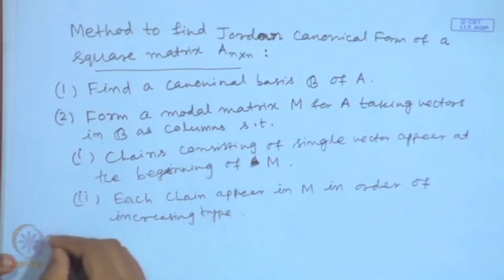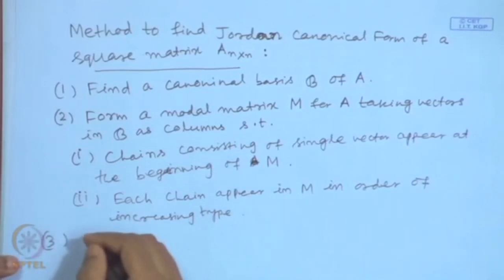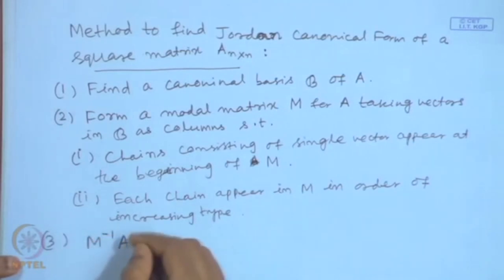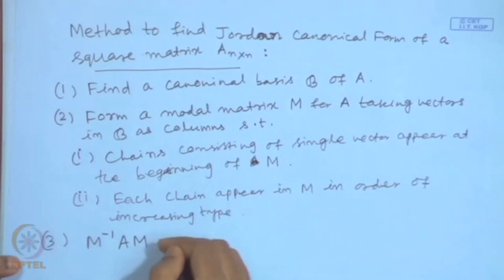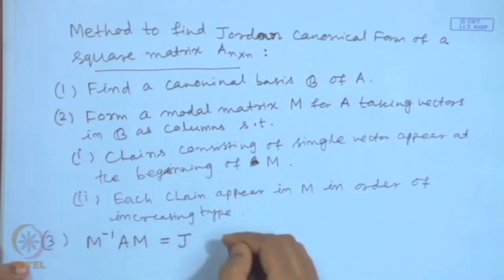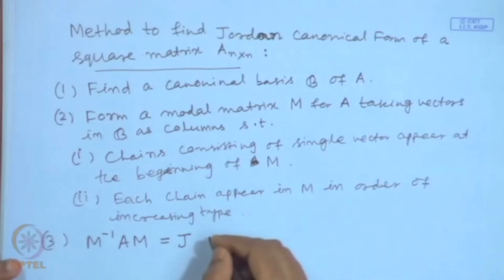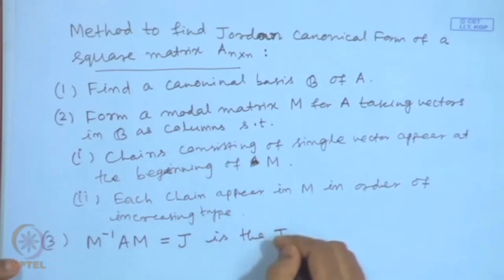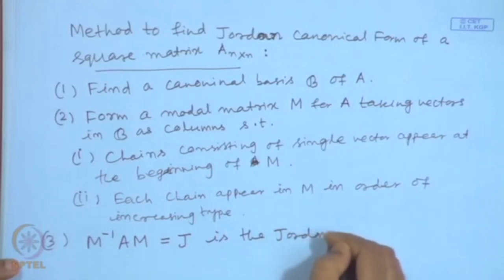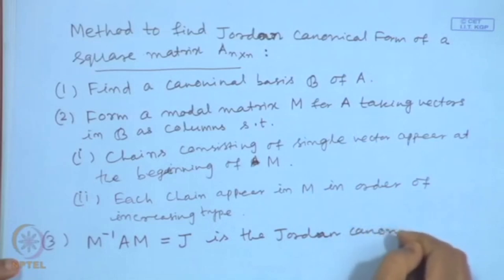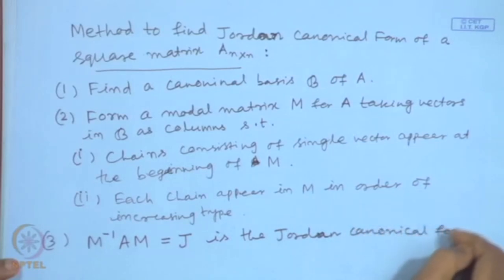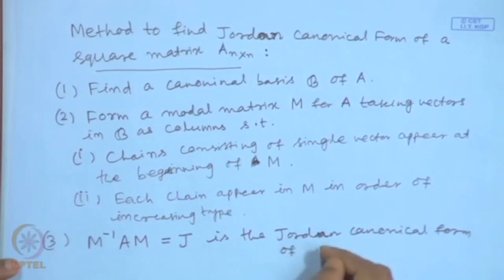So now M inverse AM is the Jordan form of this matrix A. This is the Jordan canonical form of matrix A.